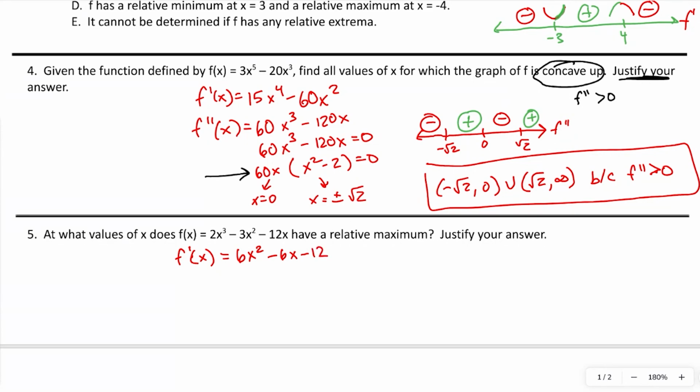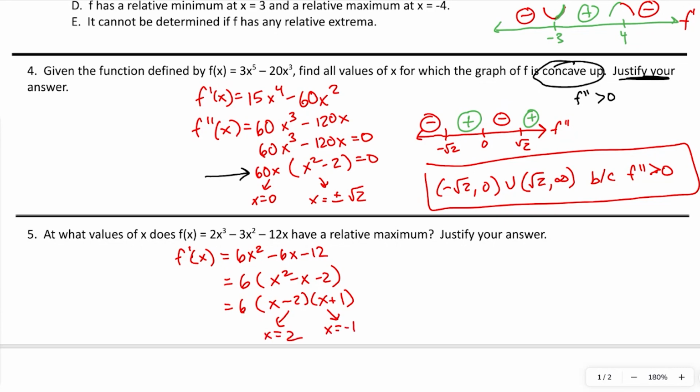You know what? Should we use second derivative? I kind of want to, but at the same time, I don't know that we really need to on this one. So 6 times x, yeah, you know what? I'm just going to use first derivative test on this one, sorry. So x squared minus x minus 2 is going to give me 2 factors of x minus 2 and x plus 1. So my 2 critical values will be at x equals 2 and x equals negative 1.